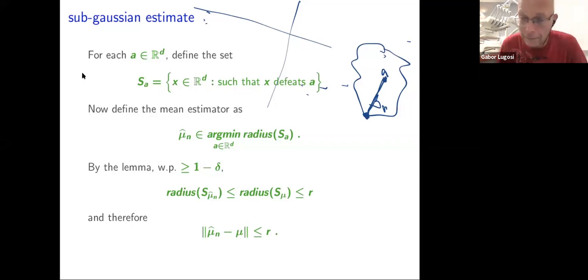That's our estimator. I warned you, this is not an algorithm. This is an existence proof. This is just a measurable function of the data.